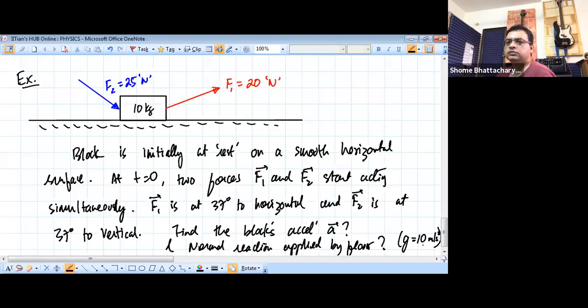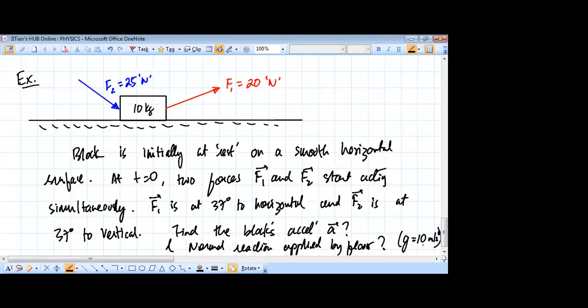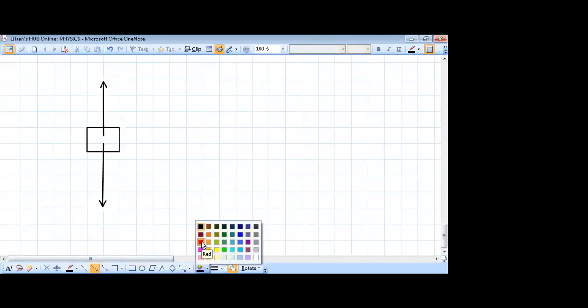So everybody got the answer so far? Okay, Ritika, I will just check your answer. So let's just understand these forces.